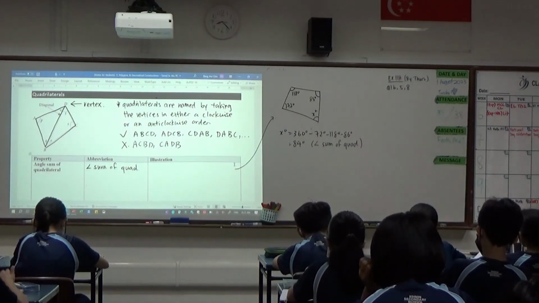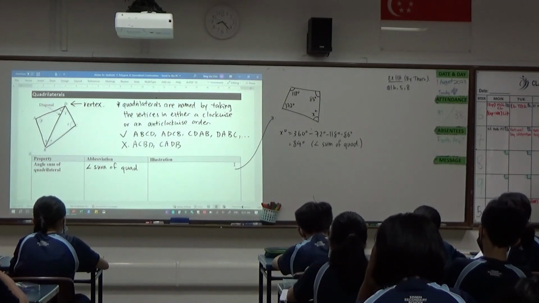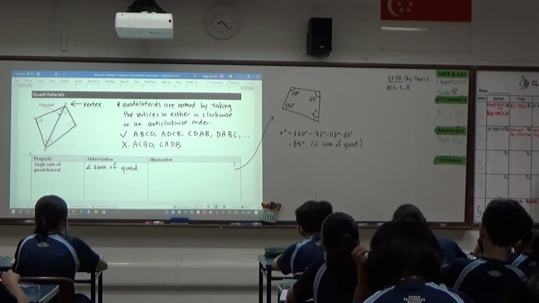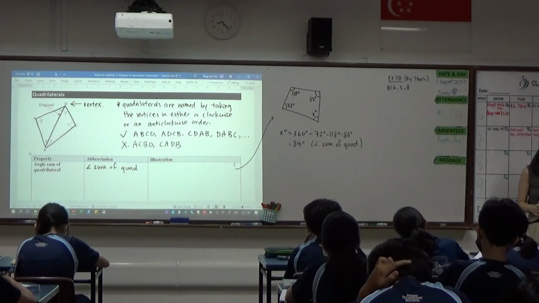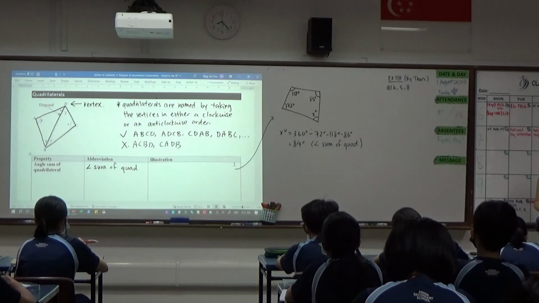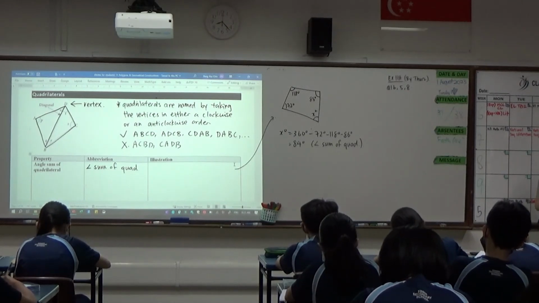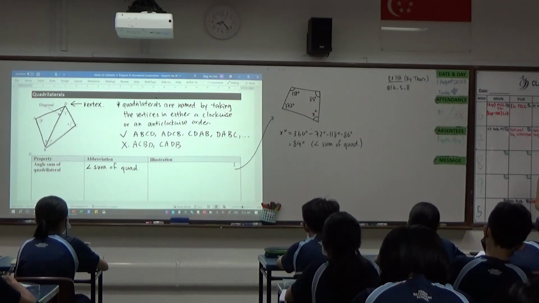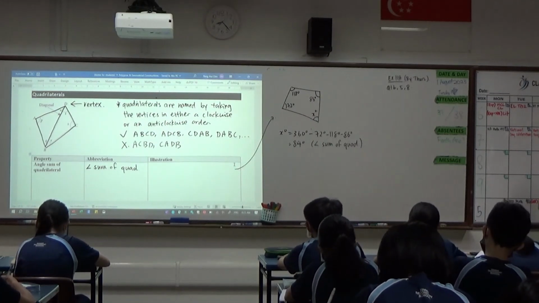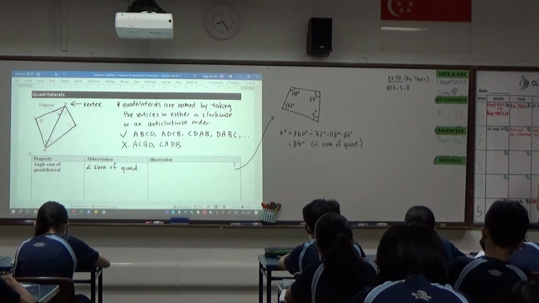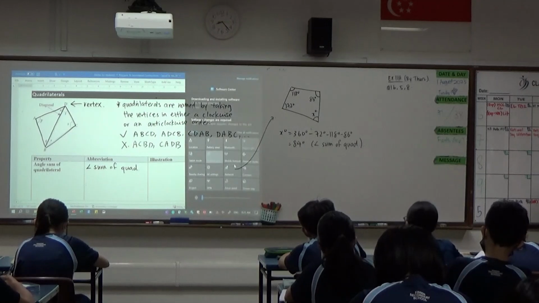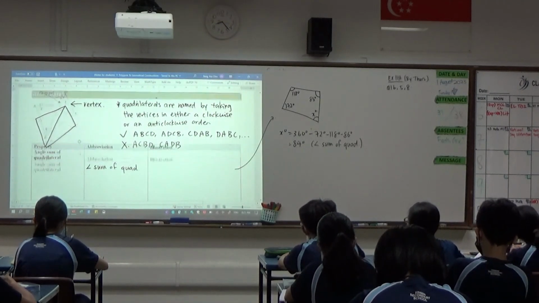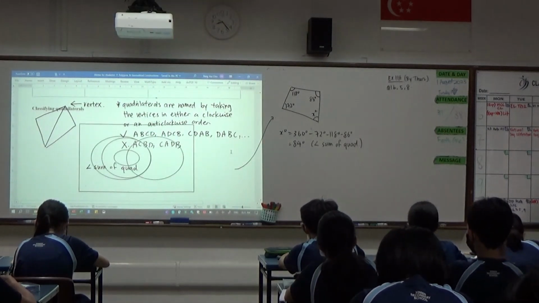Integral sum of quadrilaterals. Now, you see the Venn diagram at the bottom. I'll come back to it later on.